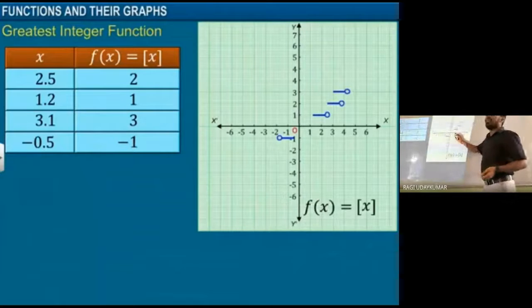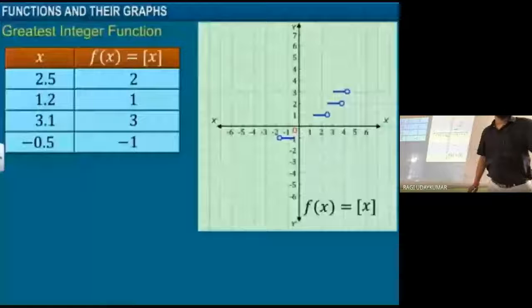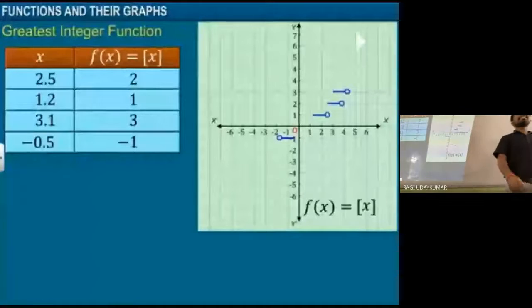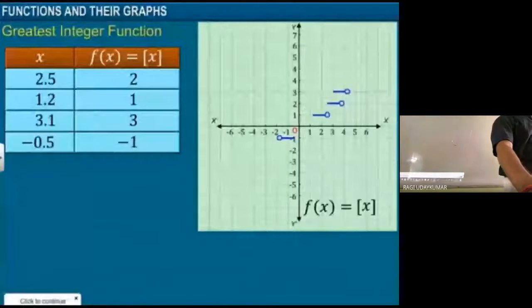And at the value equal to 2, the value is 2. Starting from here, it goes up to 3. Okay, so this is the greatest integer function here.